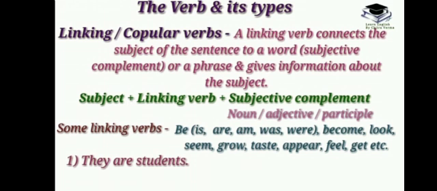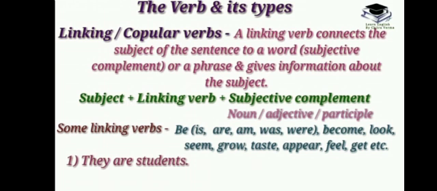Now students, some linking verbs you can see on your screens. Whenever these are in the form of be, they will be used as is, are, am, was, and were. And there can be other words also which can be used as linking verbs, like become, look, seem, grow, taste, appear, feel, get, etc. Now students, there are no hard and fast rules for identifying the linking verbs. You will have to memorize a little bit these words which can be used as a linking verb.